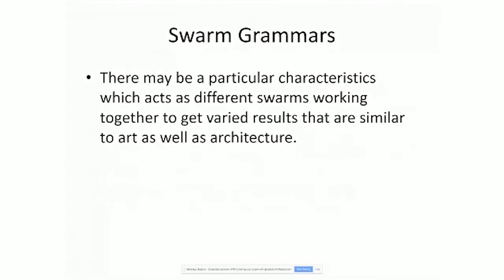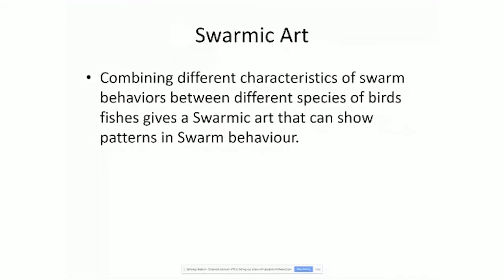Now, swarm grammars. There may be a particular characteristic where different swarms work together to get varied results that are similar to art as well as architecture. If you are talking in terms of art and architecture, there might be a common word that is unique to both. When you bring the convergence of art and architecture together, we consider that swarm grammars.